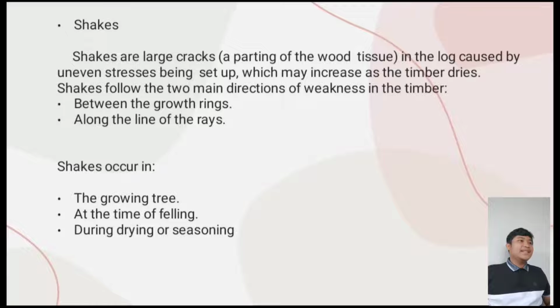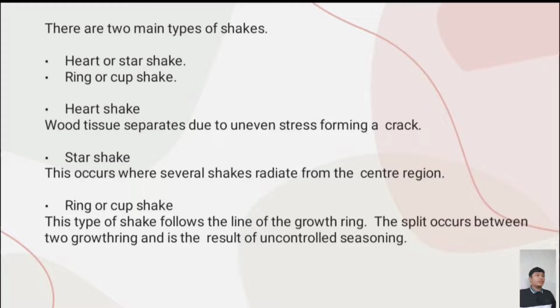Shakes. Shakes are large cracks in the log caused by uneven stress being set up, which might increase as the timber dries. Shakes follow the two main directions of weakness in the timber. First, between the growth rings. Second, along the line of the rays. Shakes occur in the growing tree, at the time of felling, or during drying or seasoning. There are two main types of shake: heart or star shake, and ring or cup shake.